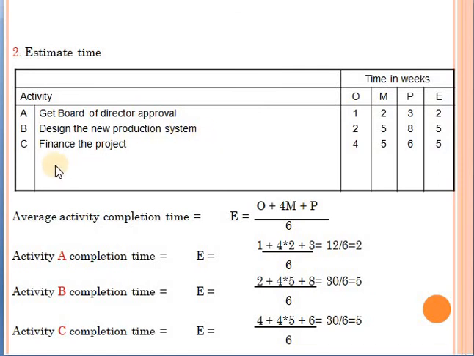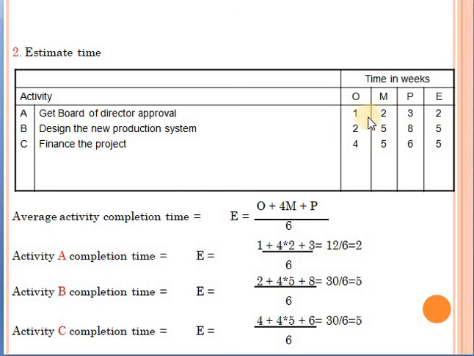You see, this is the same example that we have used in the previous lecture. These are the activities that I created from the WBS. Let's suppose that activity A, which is getting the board of director approval, has those 3 durations. If I was optimistic and everything goes as supposed to, then getting the approval would take 1 week. However, if everything went wrong and this is the pessimistic situation, then the duration to complete this activity would take 3 weeks. On the most likely situation, this activity will take 2 weeks.